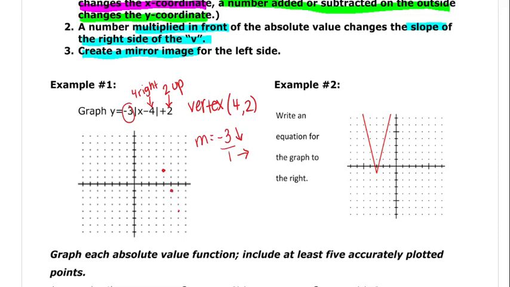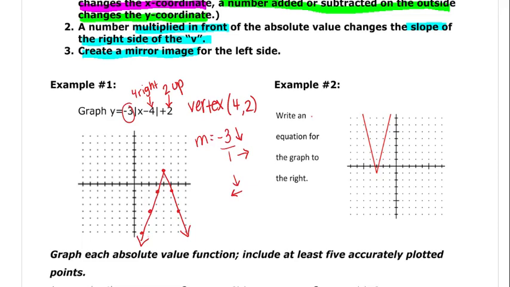Now notice this only gives us one side of our absolute value function. I can either do a mirror image, or I can also go down 3 and then go to the left instead. So from the vertex, go down 3 and 1 left, and so forth. And that is how you quickly graph an absolute value function.